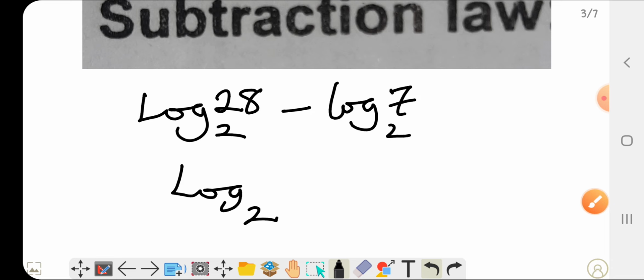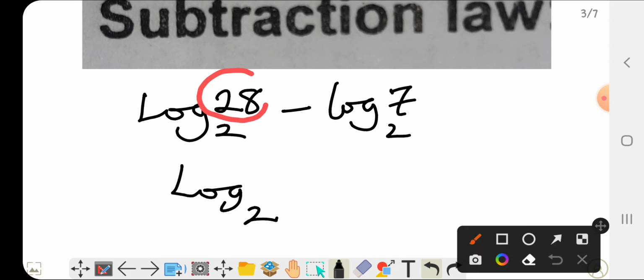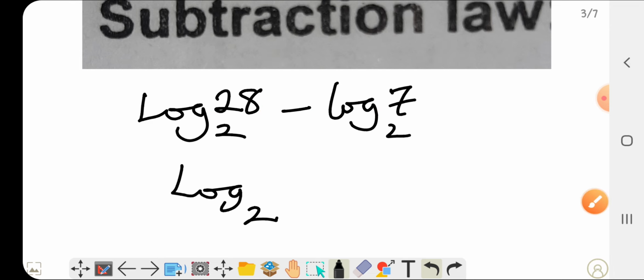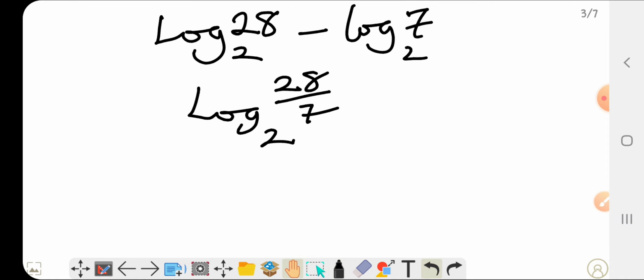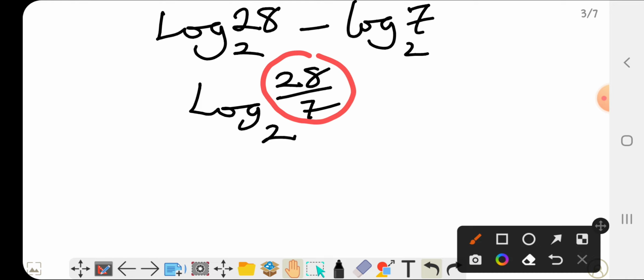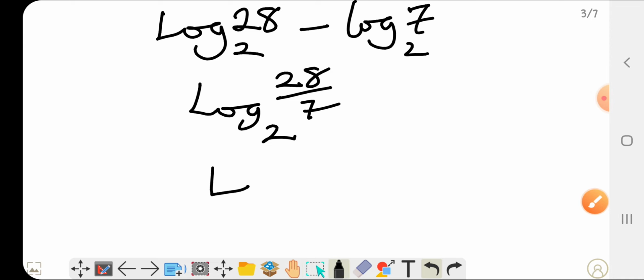Then the next thing is to divide the number 28 by 7, because of the subtraction sign here. When it was plus, we multiplied the numbers. But now that it is subtraction, we are going to divide the numbers. So you write 28 divided by 7, and of course you're going to get 4. You end up having log 4 to the base 2.